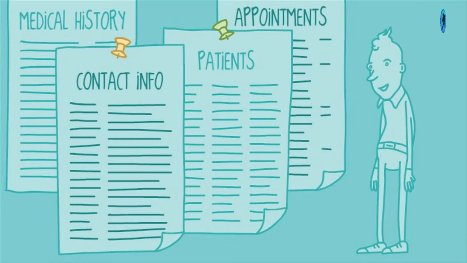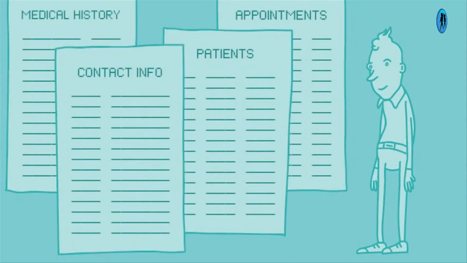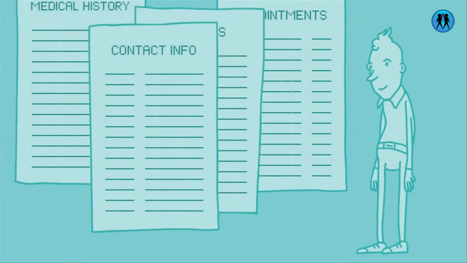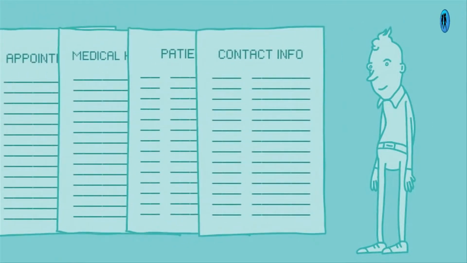That's how databases work, from the simplest to the most complex. They're basically a collection of lists. Not on paper, but on your computer, where programs like Access make it possible to organize your data, make it searchable, and so much more.